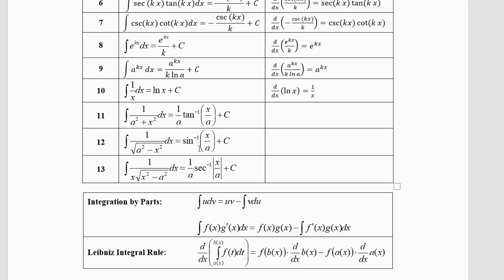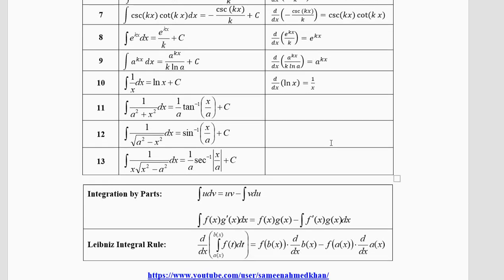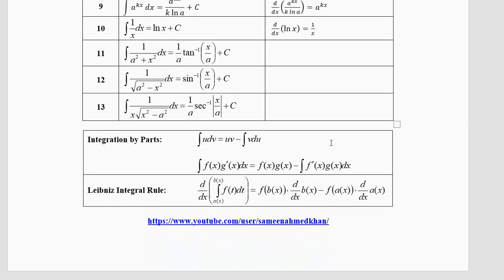But since we are not calculating the values of c, it really does not matter. If we are using, for example, minus cot inverse, this c will be different from that c. But since we are not fixing the values of c, it is okay to just write plus c for the same c for both of them.